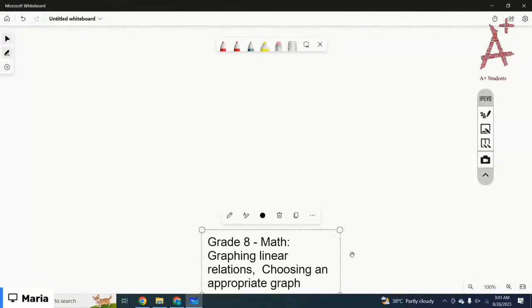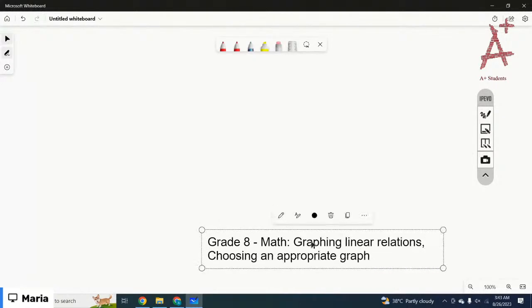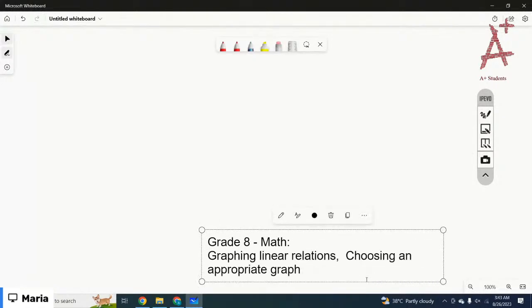So we're working on grade 8 math. We have started working on the chapter linear equations and graphing. The lesson we did from the chapter is graphing linear relations. Then we started the chapter data analysis and probability. The lesson we've covered from the chapter is choosing an appropriate graph, right?